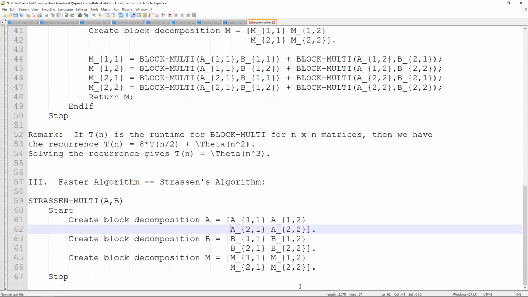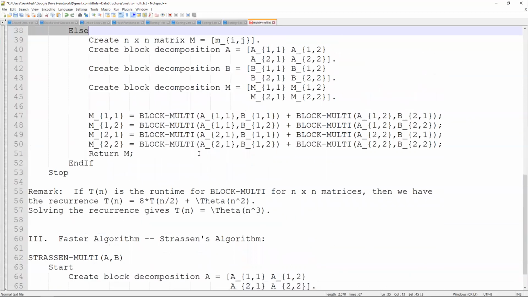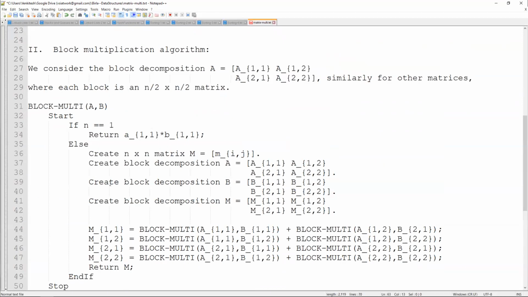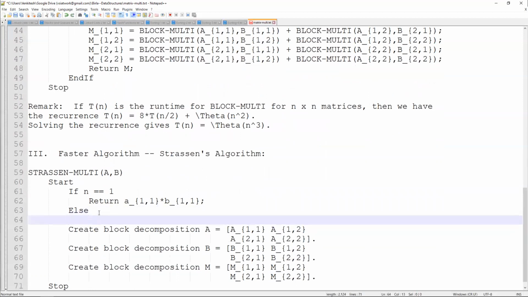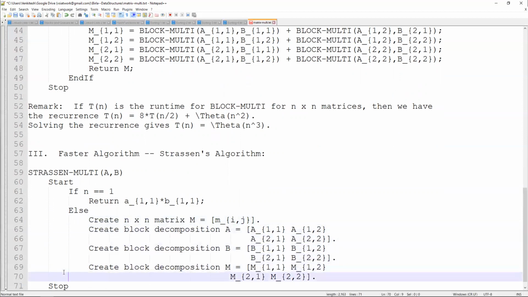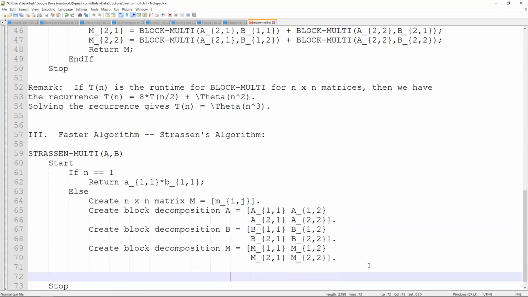Okay. So these block decompositions have been created and, oh, sorry, the base case was not written. Create the matrix, and then we have this. Okay, so this part is just the same as what we did before: base case and creating the block decompositions. The second part is where we now have the change, right?